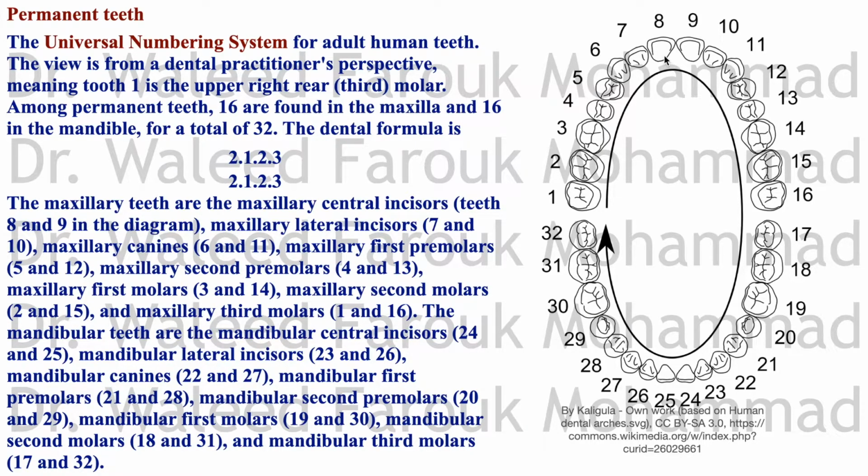Of course, you can see here that 8 and 9 are the medial or central incisors, 7 and 10 are the lateral incisors, 6 and 11 are the canines in the upper jaw, and so forth. You can go through all the tooth numbers. The formula for the permanent teeth is 2123, meaning 2 incisors, 1 canine, 2 premolars and 3 molars in each half. This is the upper jaw here, and this is the lower jaw.